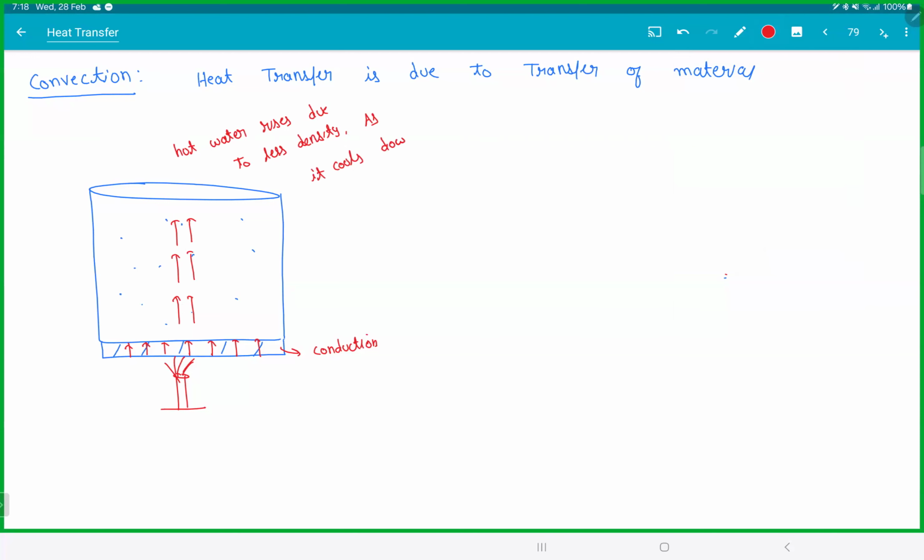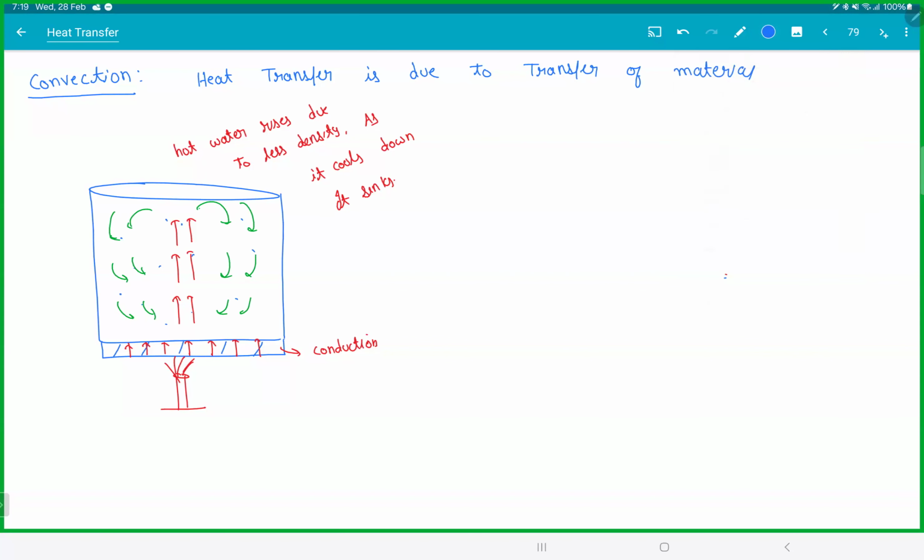As it cools down, density increases and it sinks. And this is how the heat continues to flow. So if you see in this, the material is actually transferring heat from one place to another. On Earth, all these rains, monsoons, and everything come because of this only, convection.